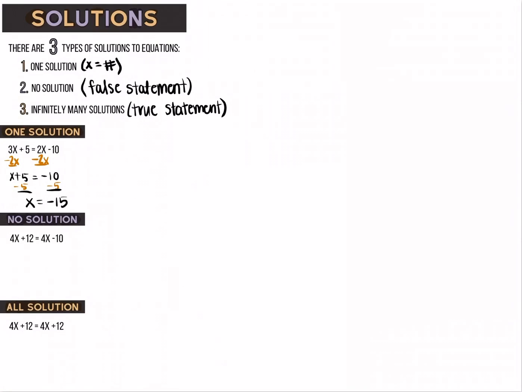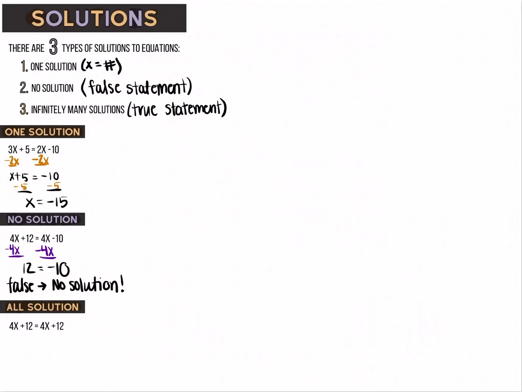However, you can show this mathematically. We're going to subtract 4x on both sides, and if you notice, both of those cancel. 4x minus 4x is 0, and 4x minus 4x is 0. So all I'm left with is 12 equals negative 10. Now, you just have to think, does 12 equal negative 10? No, that's a false statement, so that means no solution. Because it's a false statement, it is absolutely no solution.